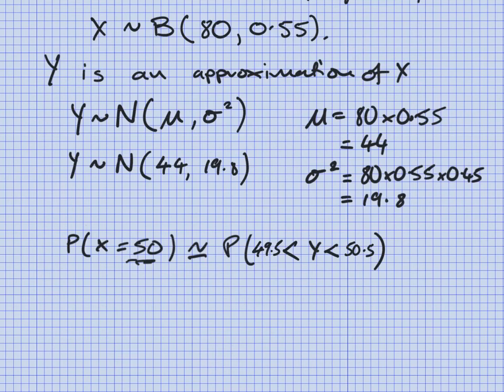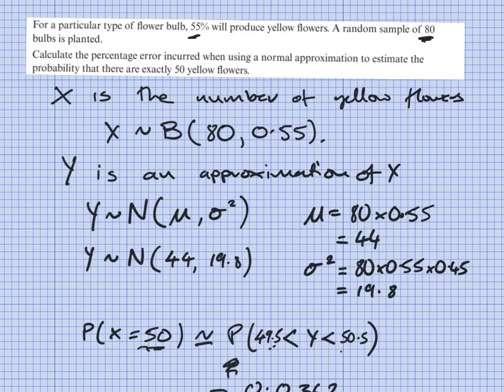So now I'm going to use the calculator to find that, and I get the value off the calculator using that as the lower value and that as the upper value. Typing it in, I get 0.0362. So 0.0362 was the answer that I've just got.